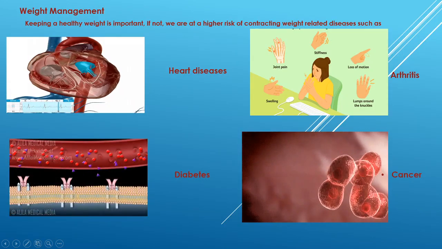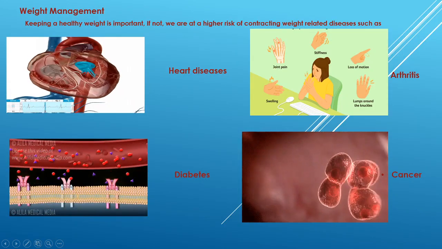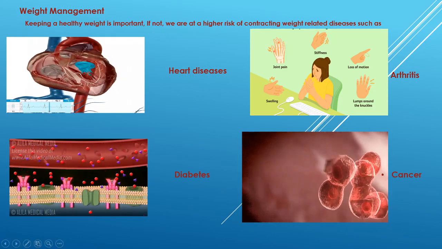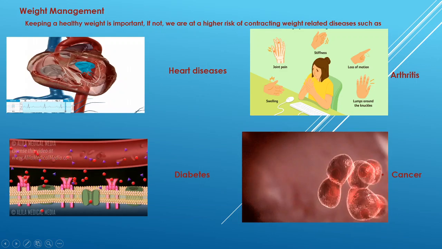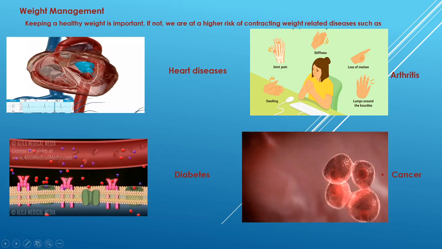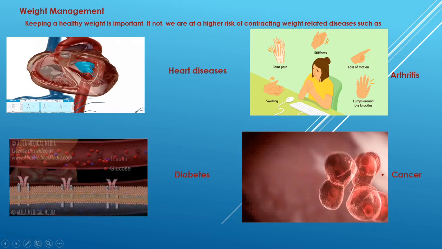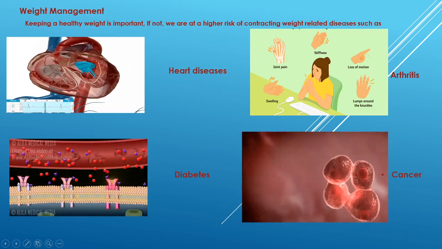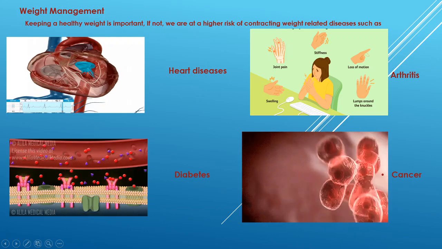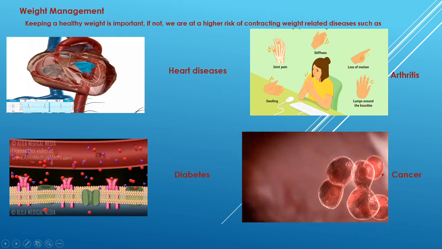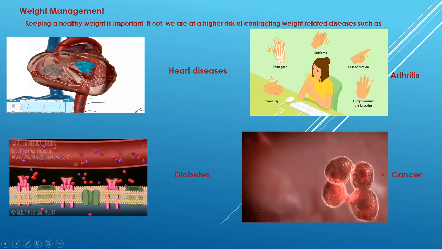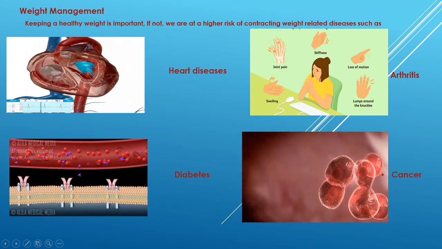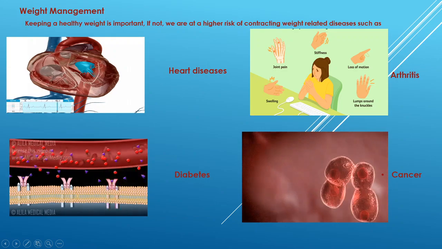So how can we manage our health? Keeping a healthy weight is important. If not, we are at a higher risk of contracting weight-related diseases such as heart disease, diabetes, arthritis, and cancer. So we need to manage our weight to avoid these diseases: heart disease, diabetes, arthritis, and cancer.